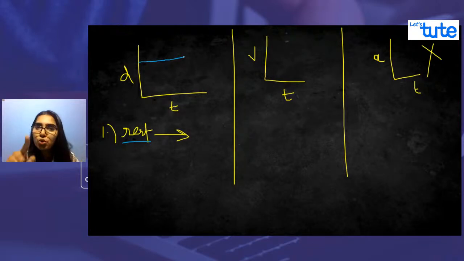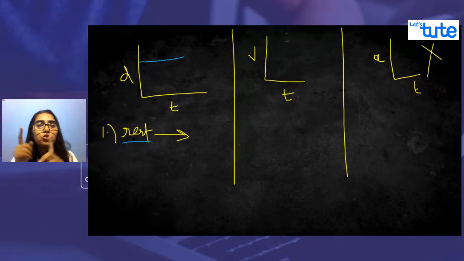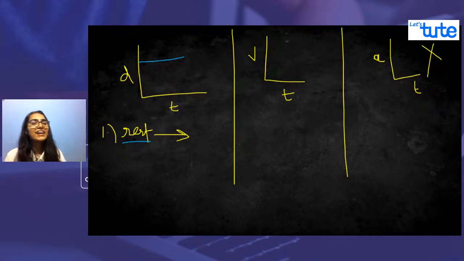Okay, you're not understanding. No, Rishikesh, it's not blank. Rather, it would be a horizontal line.